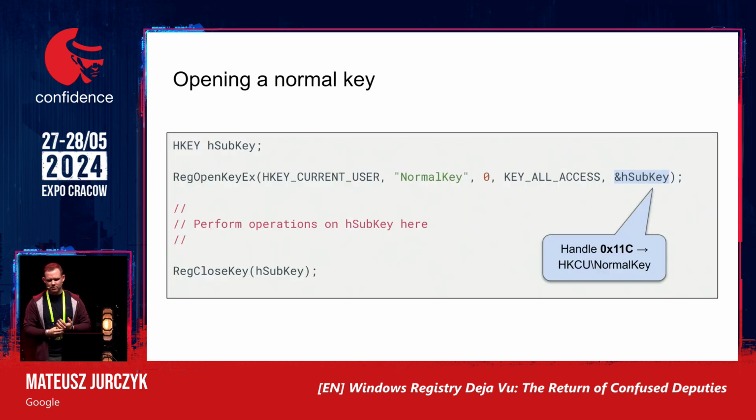So here is an example of how it works exactly. You have a small piece of C++ code, which is the standard type of code that you see when you want to open a key. You just call the RegOpenKeyEx function, specify the top-level key and the relative path, and what you get on the output is a numeric handle value, some small value like 11C, that basically translates in the kernel to a reference to the normal key object, right? And you perform some operation on the handle and then close it.